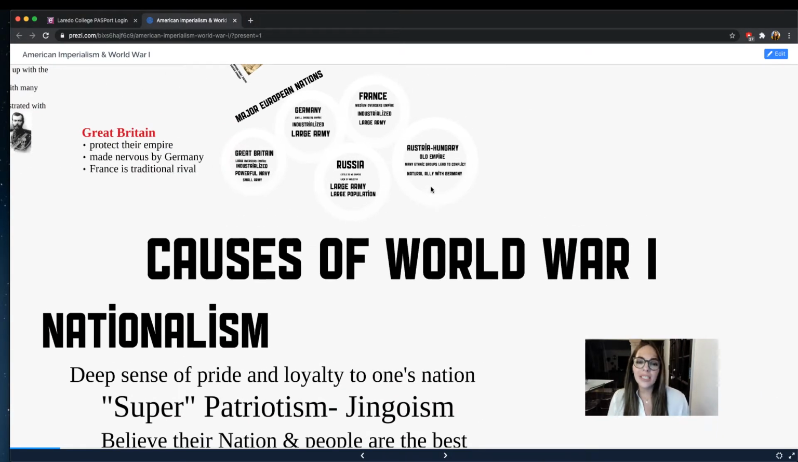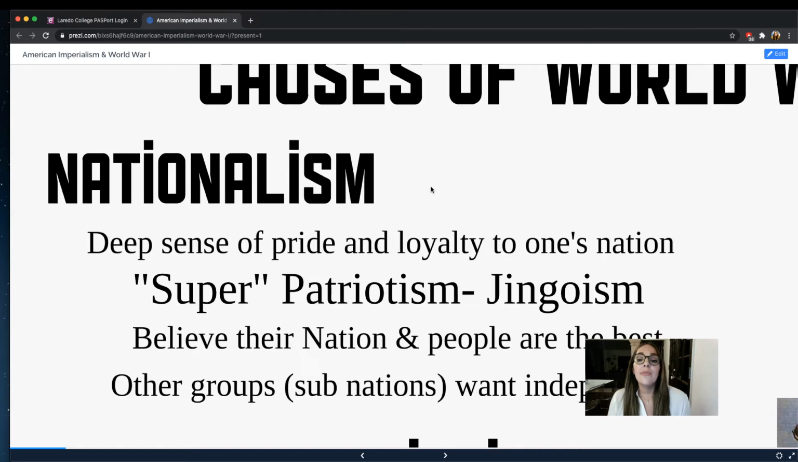First things first, let's go ahead and discuss the long-term causes of the war. Okay, this is not the immediate cause of the war. These are things that had been happening for a while. So let's discuss them. The first thing here is nationalism, okay? Nationalism is a deep sense of pride and loyalty to one's nation. A specific form of nationalism is super patriotism, which is jingoism. Okay, remember how I told you in the last lecture about Teddy Roosevelt being like this ultimate symbol of jingoism? Okay. Like that's what we're talking about.